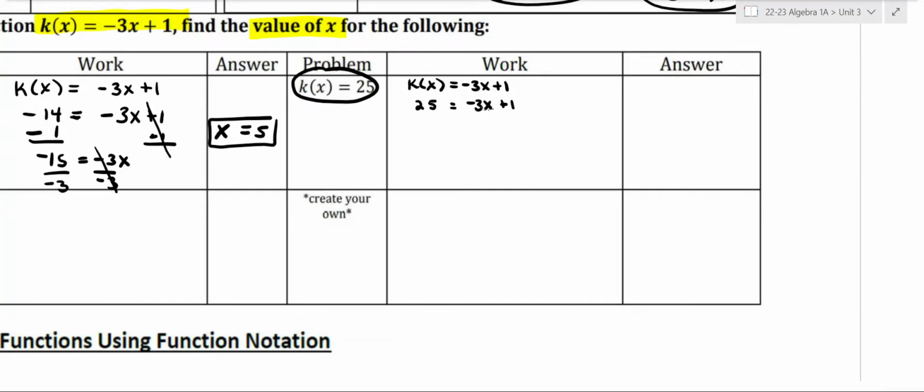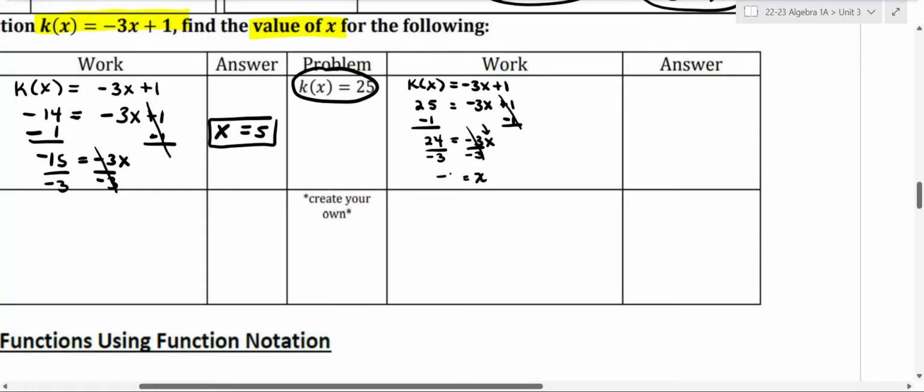All right, so we're solving for this x right here. I think you can see the mouse kind of moving a little bit. So we need to subtract this 1. 24 equals negative 3x. Now we want to isolate just the x, so we're going to divide by negative 3 on both sides. And so we have that x equals, what is this, negative 8? There we go. So the answer is that x equals negative 8.